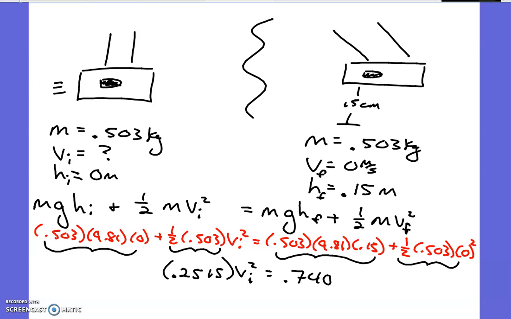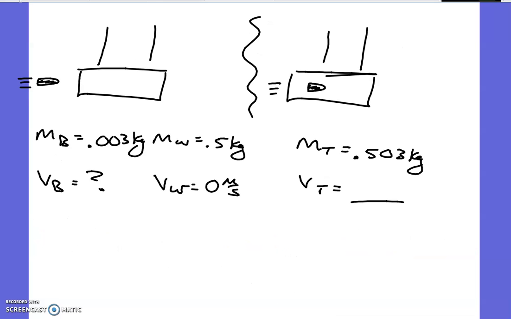When we solve for the initial speed, we find that speed to be 1.72 meters per second. Now this is the speed directly after the collision. So now what we do is we go back to that previous part, and that is our speed after the collision, after they have combined together, after the bullet has embedded in the wood. So this now is 1.72 meters per second from what we just found.